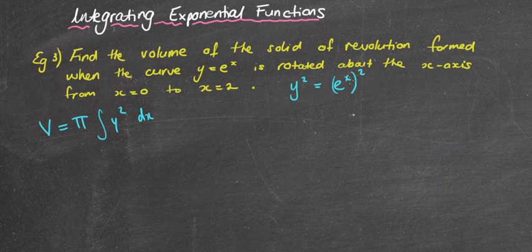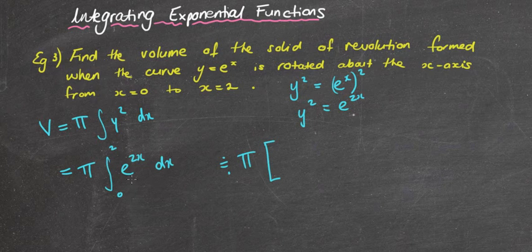What happens when one's inside, one's outside the brackets? We multiply. So y squared is going to equal e to the power of 2x, because 2 times x is 2x. So when I'm doing my volume, I'm going to have pi times the integral of e to the power of 2x dx. Now it's between the values of 0 and 2, same as that last question. So it's approximately equal to pi times the integral.